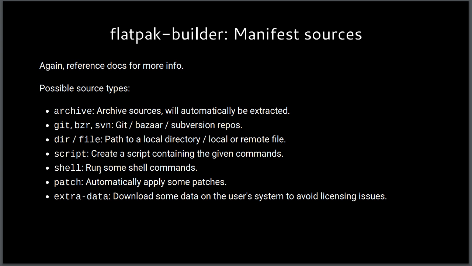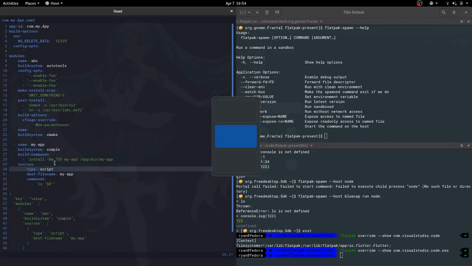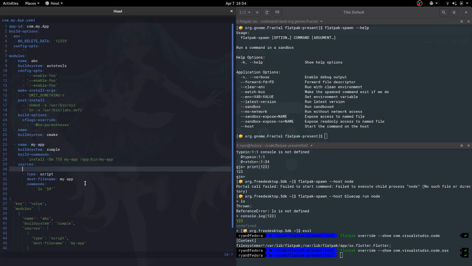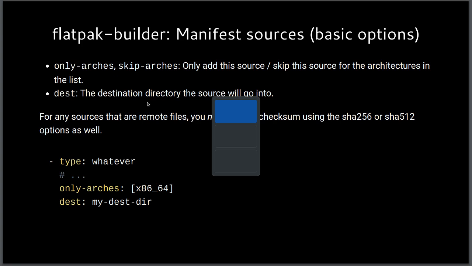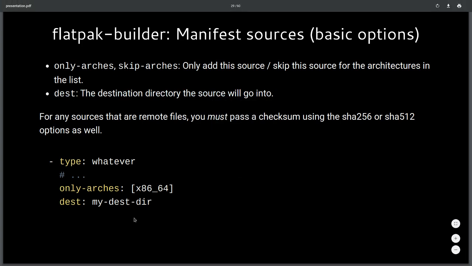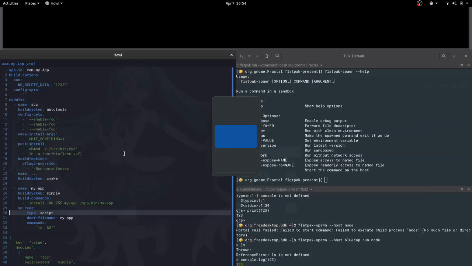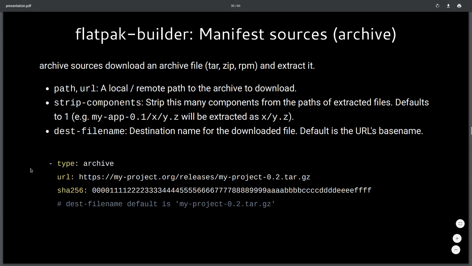So there are a bunch of different sources we can use, and there's some common options we can have on different sources. On different sources, we can say skip, these architectures are only for these architectures. That's really useful for some platform-specific binaries. I will get some examples of that later. And we can say the destination directory the source will go into. Say we're downloading a binary that's x64 only, we can say, only download this source on x86-64. There's actually a real-world example of that I'll show in a moment.